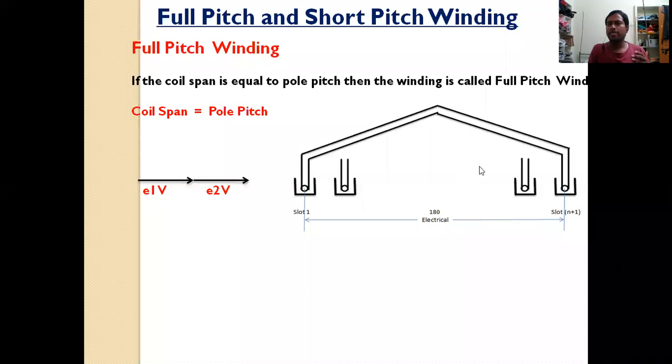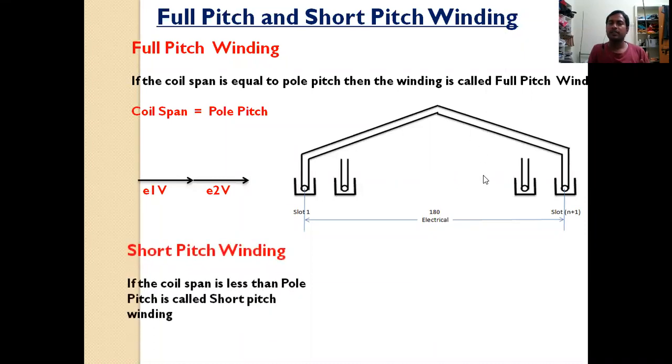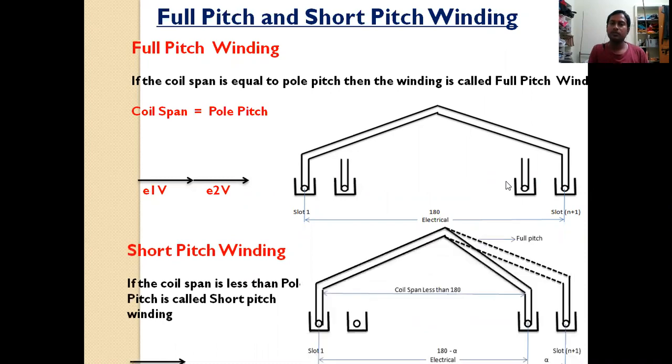But in the short pitch winding, that will be different. The short pitch winding definition, I already discussed: the coil span is less than the pole pitch, less than 180 degrees. So look at this one. Here the coil goes from this location to this location. The total is 180 degrees, but I'm shortening the distance. This distance is nothing but a short angle, alpha. I'm reducing some angle.